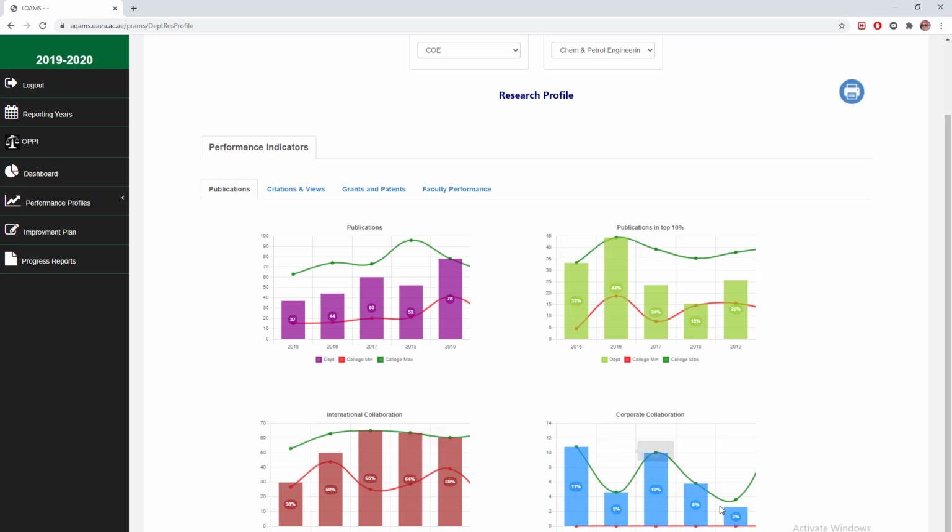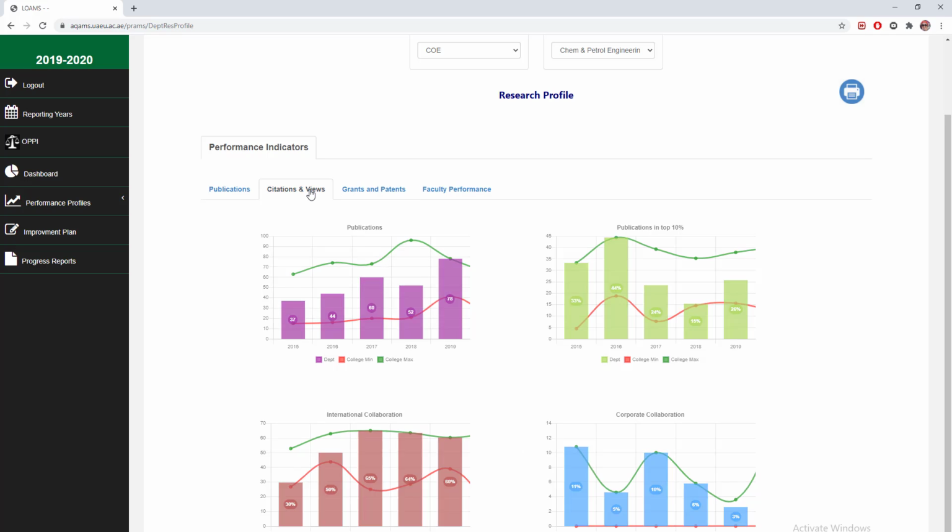And here is the last figure, corporate collaboration, and corporate collaboration is a collaboration with industry. So we can see here the last year was only 3% of the publications had some kind of collaboration with the industry. The highest for the department was in 2015, where 11% of the 37 publications had some collaboration with the industry.